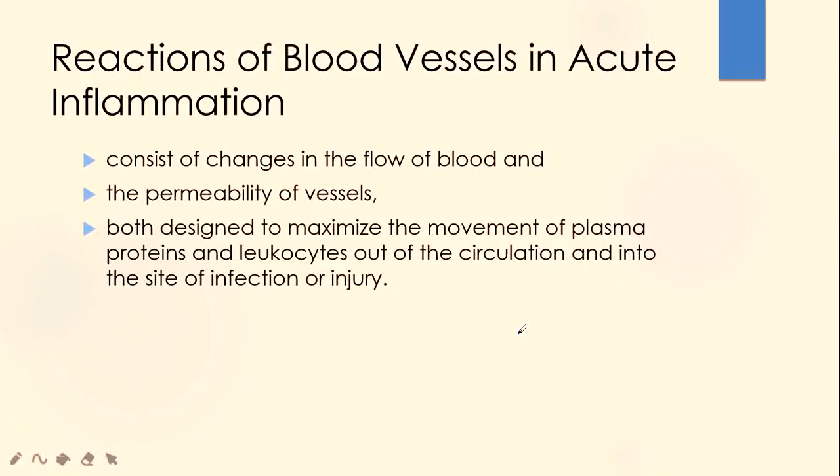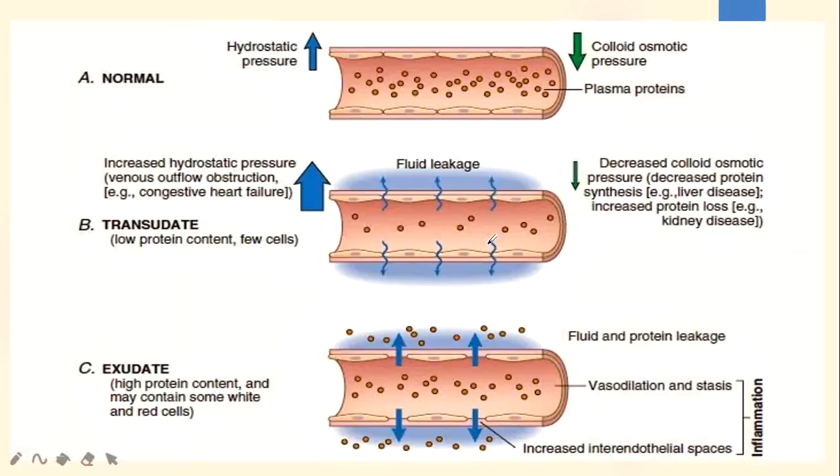Reaction of blood vessels in acute inflammation consists of changes in the flow of blood and permeability of vessels, and both are designed to maximize the movement of plasma proteins and leukocytes out of the circulation to the site of injury. This is the main purpose of this whole process of inflammation.